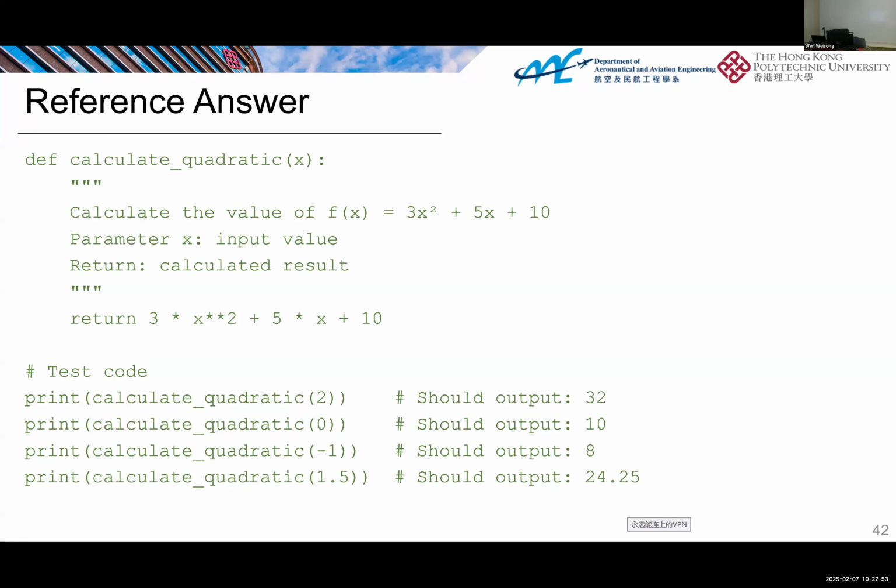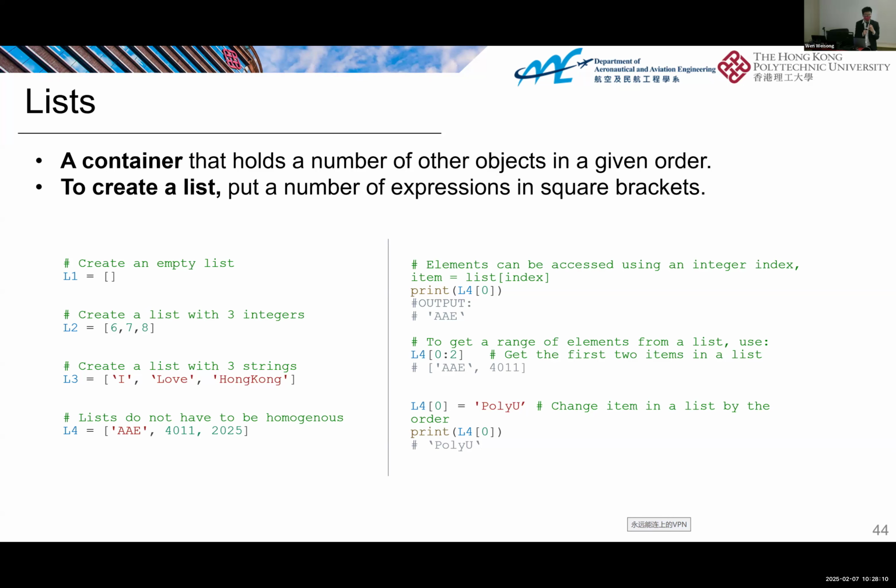The next one is very important: the list, which is a data structure. The list is a container that holds a number of other objects in a given order. It's like an array, for example from 1 to 10. To create a list, you put the expressions in square brackets. For example, create an empty list, a list with 3 integers, and a list with 3 strings. Lists do not have to be homogeneous, meaning a list can include strings and numbers. It's quite flexible.